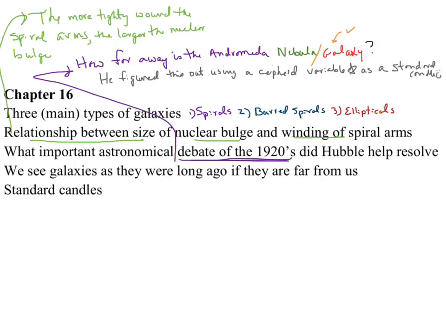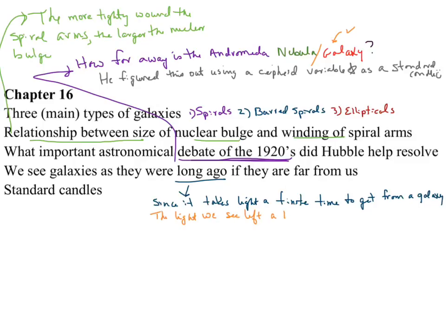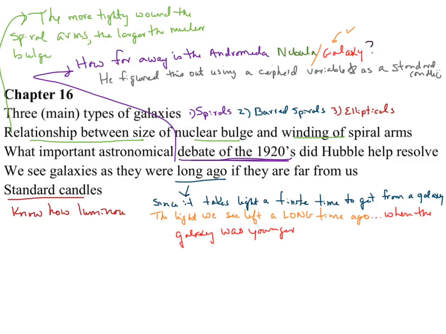And then the next one, as we look at different galaxies at different distances from us, since it takes light a certain amount of time to get to us, the light we see left a long time ago, when the galaxy was younger.